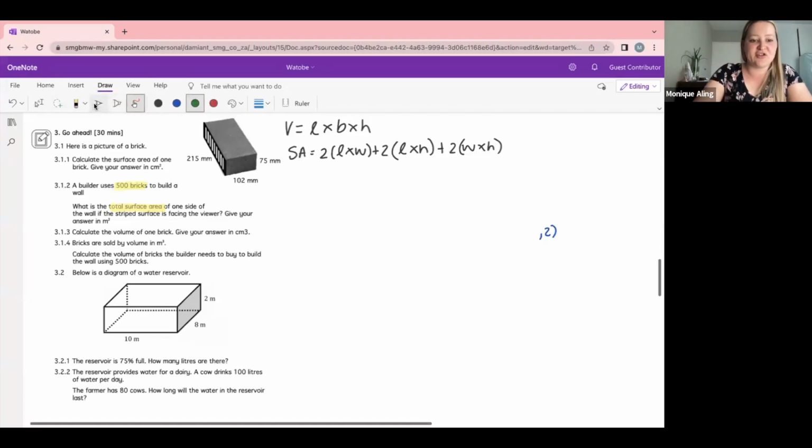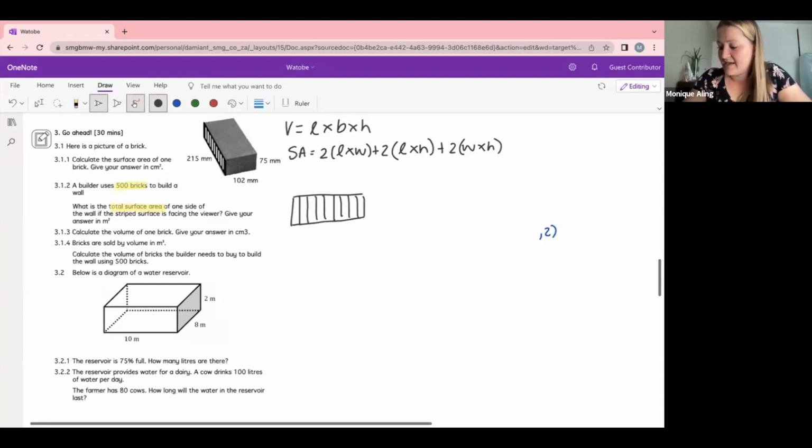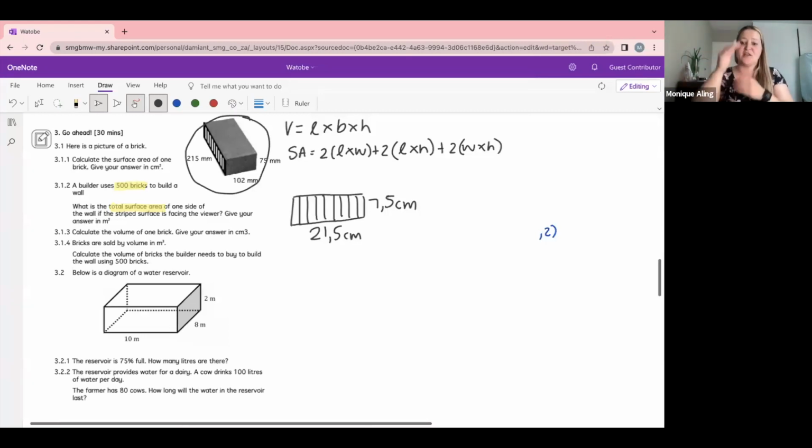Okay, so let's have a look at the striped surface particularly. I'm drawing this brick. It looks like this. This is the side that is facing me. We know that the length is 21.5 centimeters, and we know that the height is 7.5 centimeters. All I've done is turned this brick around so that the striped side is looking at me. So we want to know the total surface area.